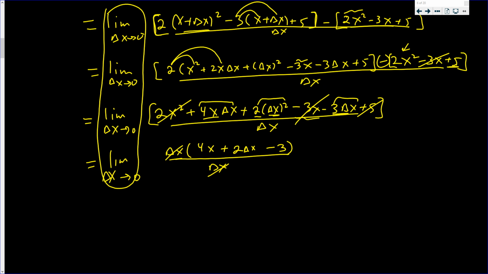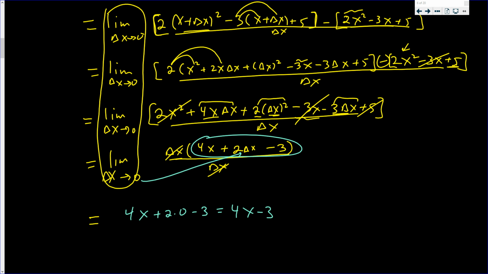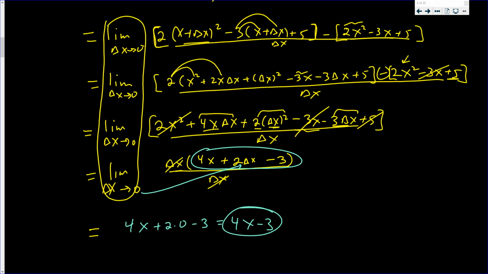Okay, so now this is all that survived. So all I'm now going to do is plug in 0 for delta x. It's 4x plus 2 times 0 minus 3. 4x minus 3. Next problem.